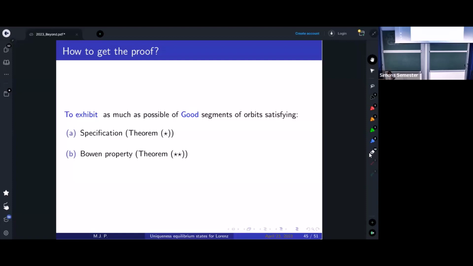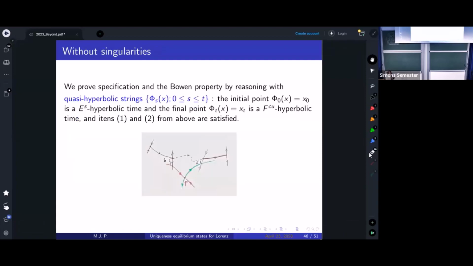Okay, so let's look at flows without singularity. How could we prove this? We prove specification and the Bowen property using quasi-hyperbolic strings. What a string is, is just a shortcut to say that you have a finite segment of orbit, phi_s of x for s between 0 and t, where the initial point is a hyperbolic time, and the final point is also a hyperbolic time. And we can prove that items 1 and 2 from above are satisfied.